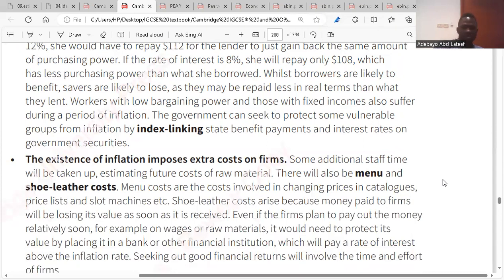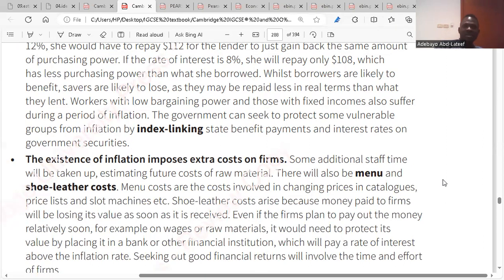So the excess of inflation imposes extra costs on firms. That's the third point. Some additional staff time will be taken up estimating future costs of raw materials. There will also be the menu cost or shoe leather cost. When we talk about menu cost, we're talking about changes in the price tag. Every now and then we have to change the price tag because there's inflation.